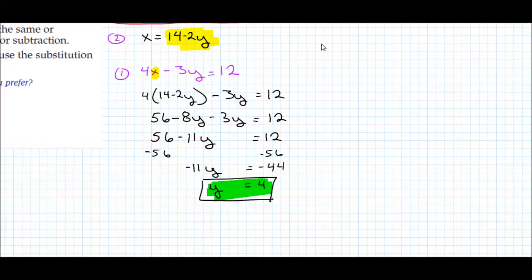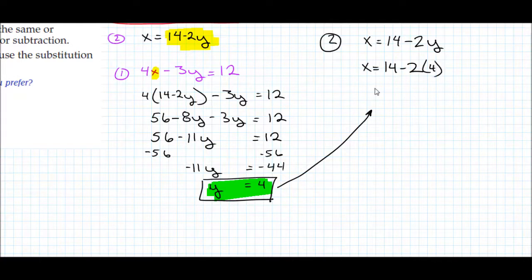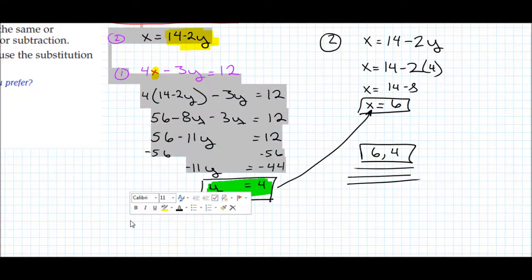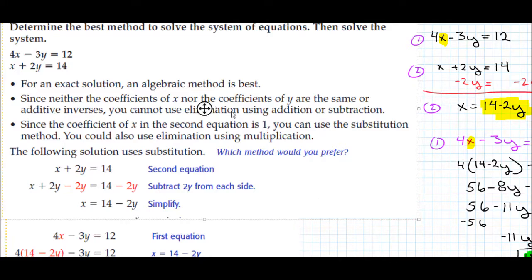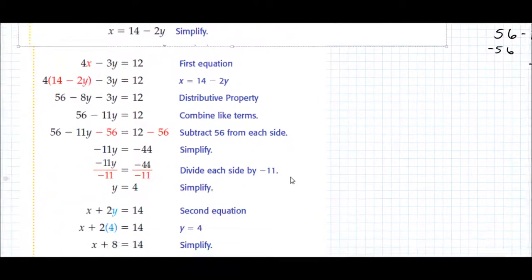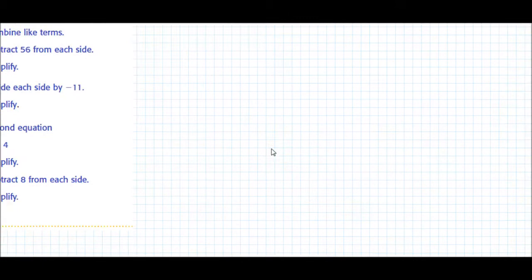Well, luckily for us, equation number 2 we already set up to be x equals 14 minus 2y. So let's rewrite it, x equals 14 minus 2, but instead of using the y, we'll use what we found for it, 4. So x equals 14 minus 8, so x equals 6. So our solution set is x equals 6, y equals 4, which we can rewrite as (6, 4). That's our solution set. Alright, and I'm going to show this on the video in case you prefer, you can look at the book and it's going to show you they did substitution first, and they got the same solution set we did, (6, 4).